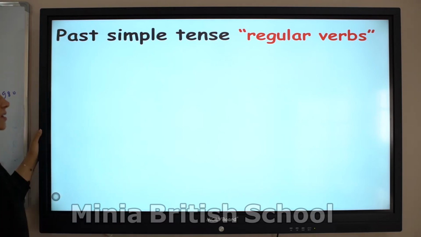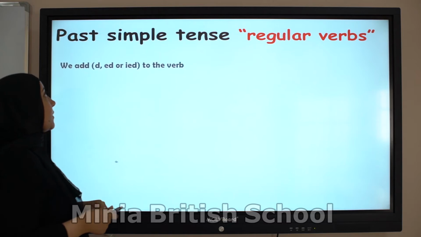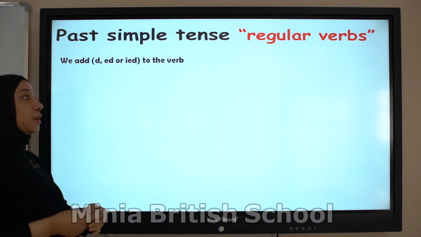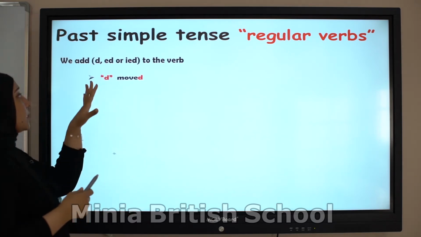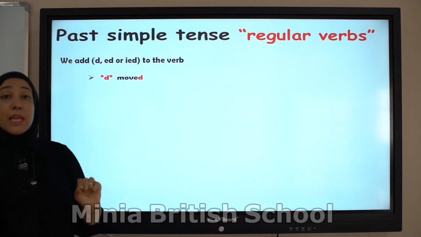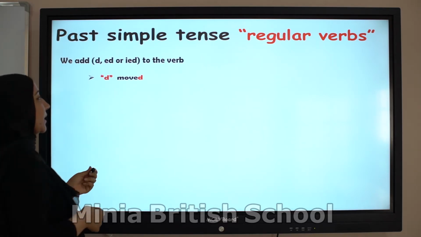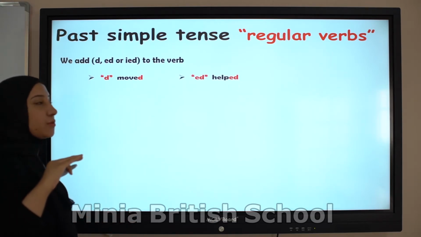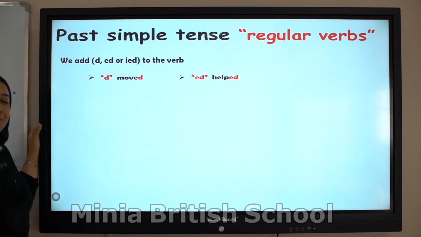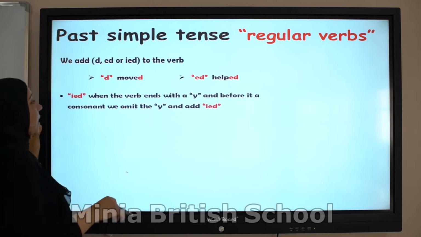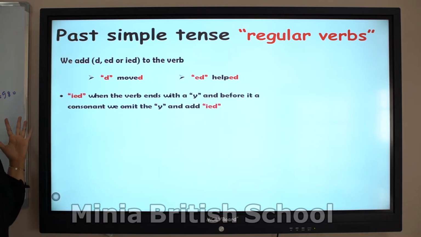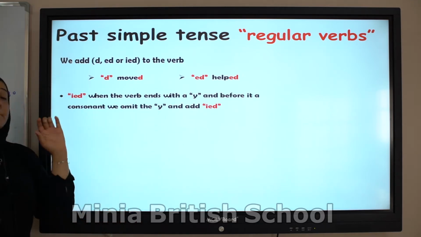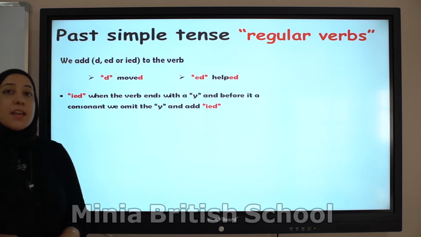Regular verbs. Let's revise them together quickly. We add E-D or I-E-D to the verb. Give me examples. Like move, moved. It ends with E, so I add only D. Help, helped. It doesn't end with E, and it's a regular verb, so I add E-D. I-E-D, when the verb ends with a Y and before it a consonant, we omit the Y and add I-E-D.